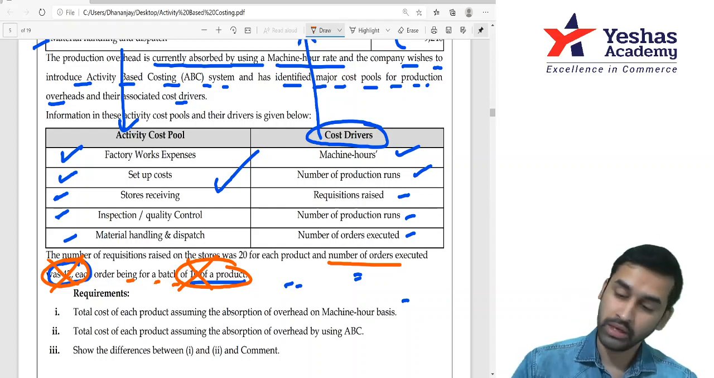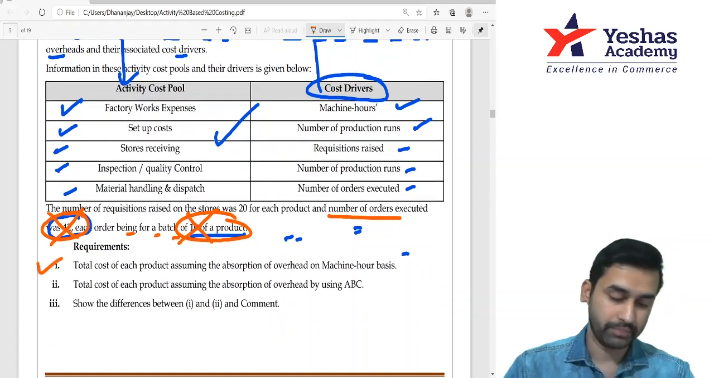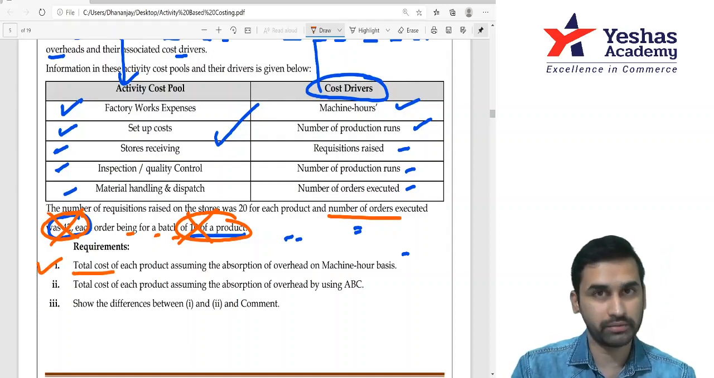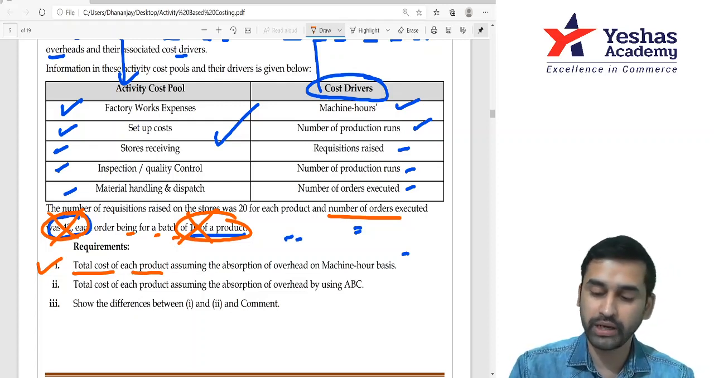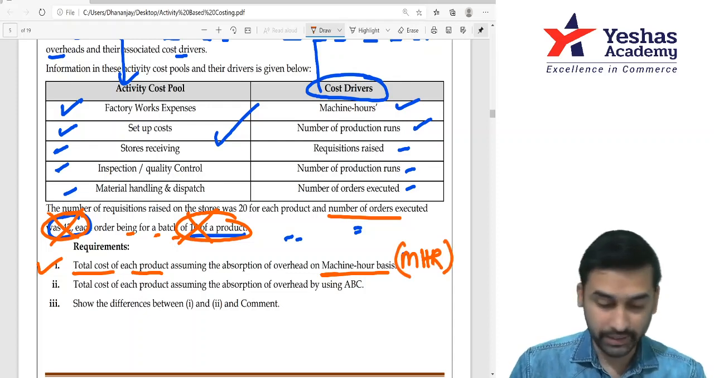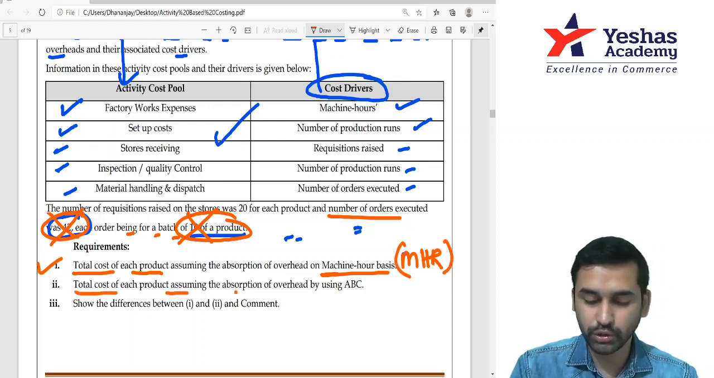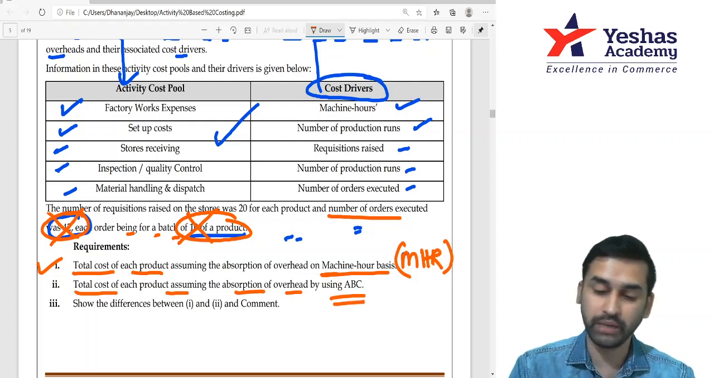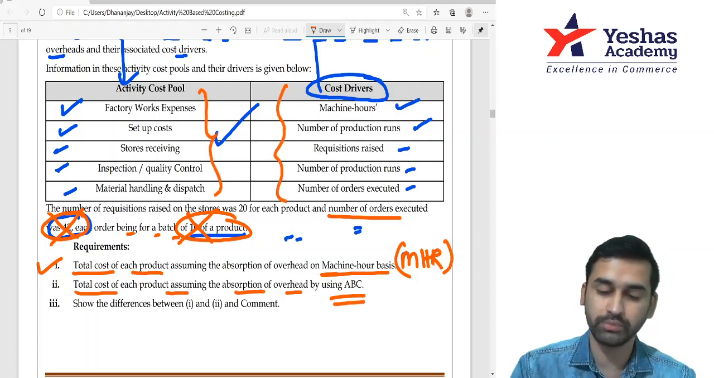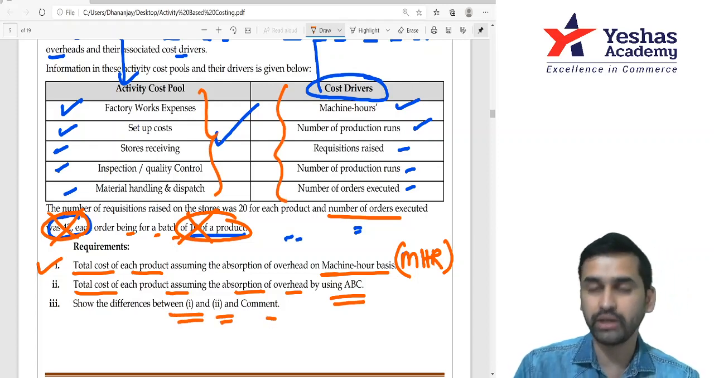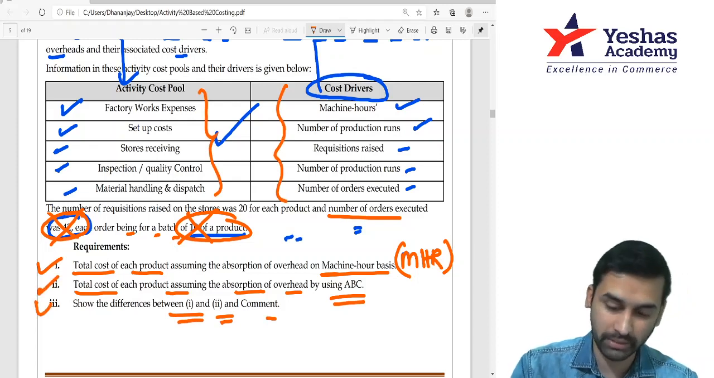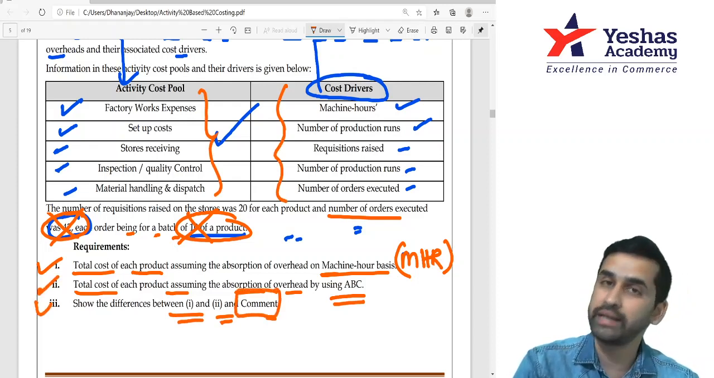Clear? Okay. Yes, sir. Requirement. Calculate the total cost, they did not say per unit, total cost of each product A, B, C, D, assuming the absorption of overhead under MHR basis. Second, total cost of each product assuming absorption of overhead by ABC. For ABC you have 5 departments, activity cost pools, drivers, everything is given. And then show the difference between 1 and 2 and comment. Same thing that we did in the previous sum, but the comment is additional, which I will dictate.